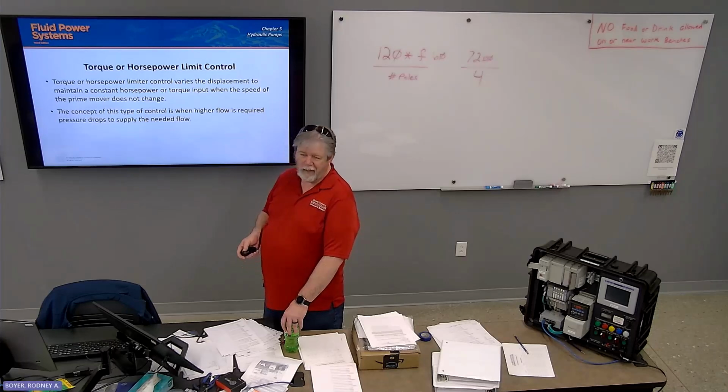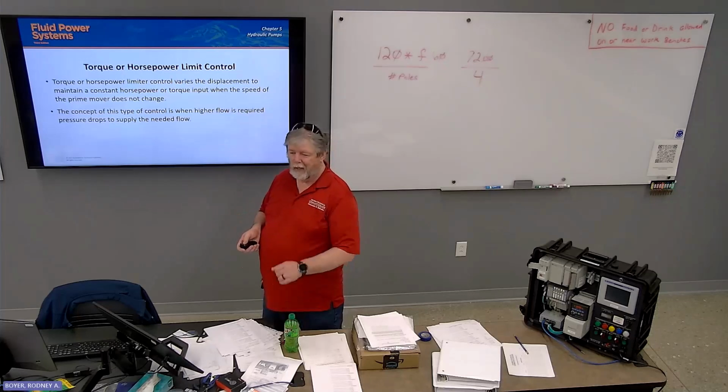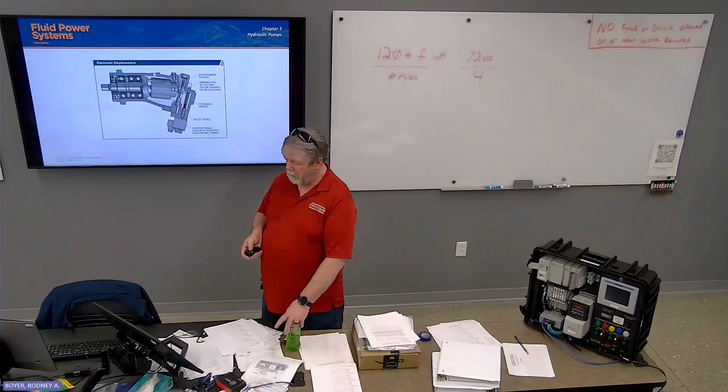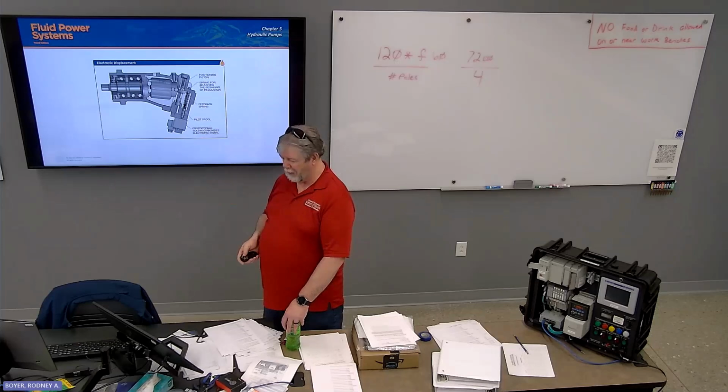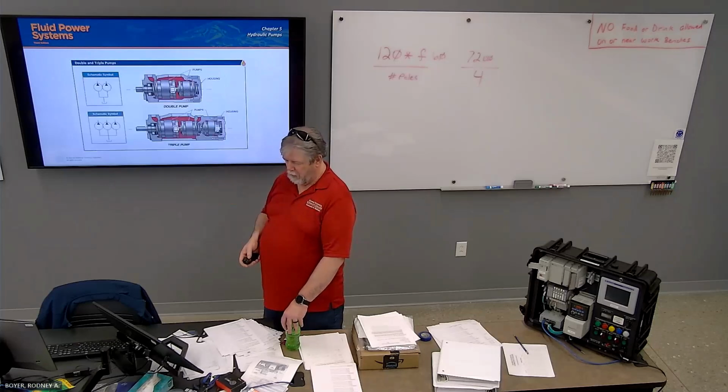You can also compensate for some pressure and or flow loss with an accumulator. That's electronic displacement. It just uses electronic signals to vary the wobble on the plate. Double and triple pumps.